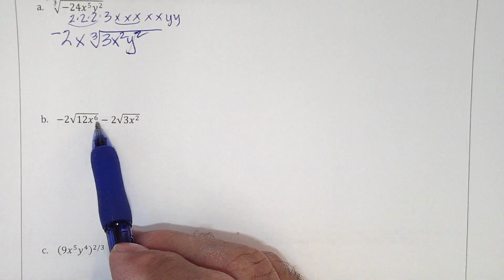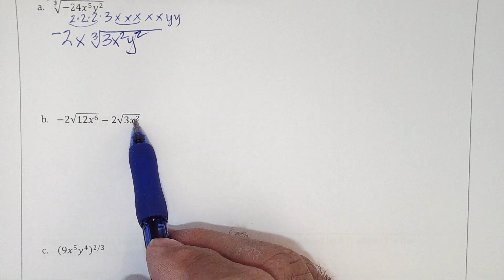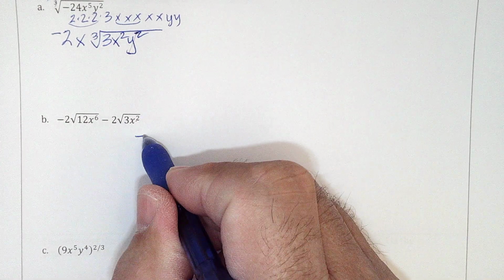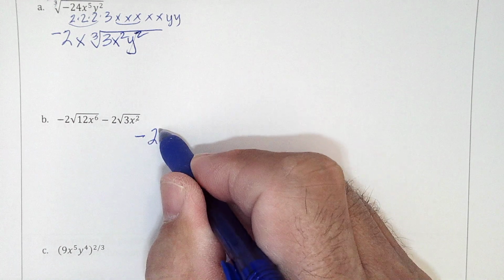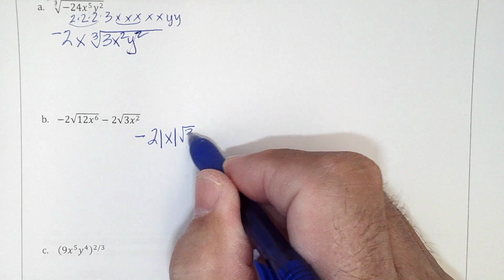Even roots. Now I have to worry about absolute value. We're looking for pairs. There's a pair of x's that'll come out. So this part is -2 absolute value of x square root of 3.